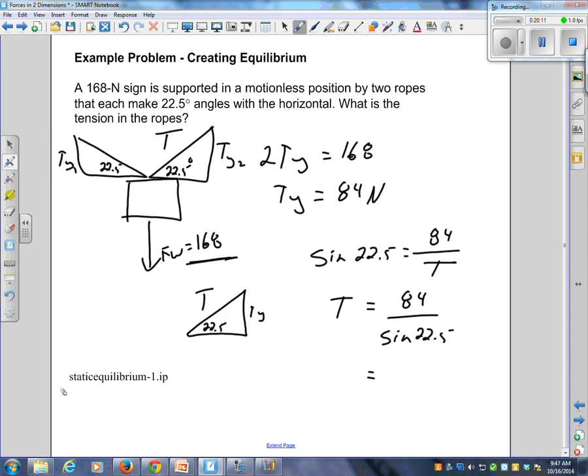I get 219.5. So the tension in the ropes is 219.5 newtons. If the rating on the wires were, say, 200 newtons, then the sign wouldn't stay there very long, would it? Let's say the tension rating on the wires was 200 newtons. What could you do to the arrangement to allow it to stay up?